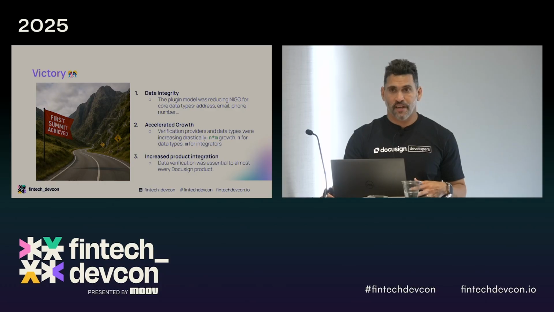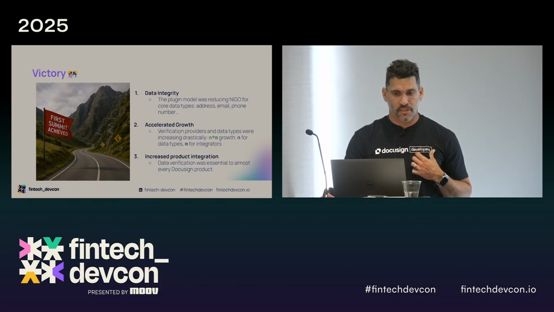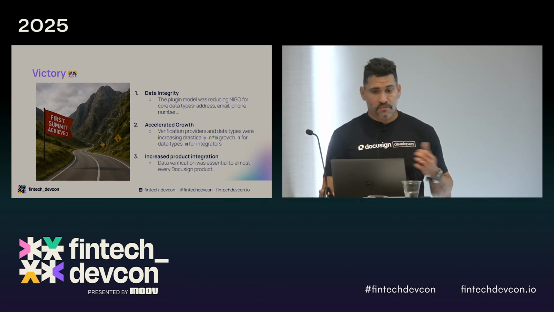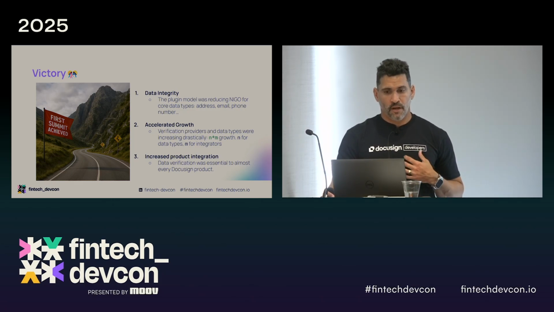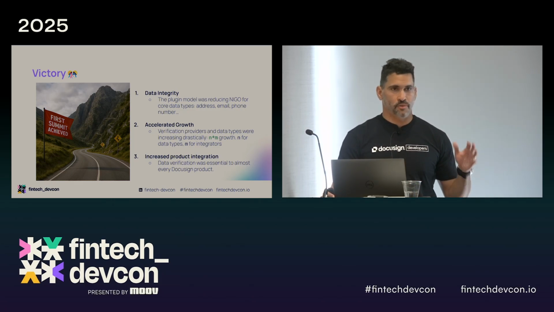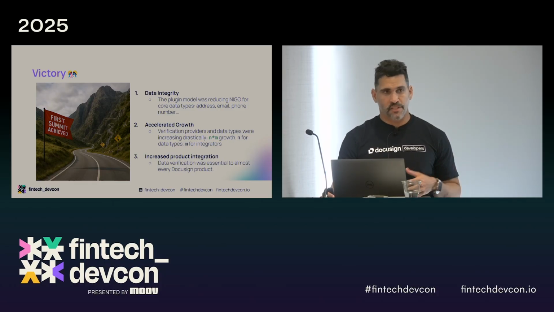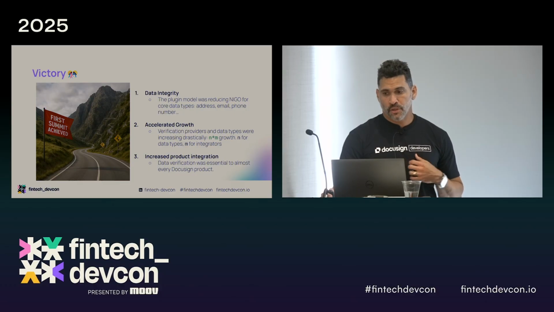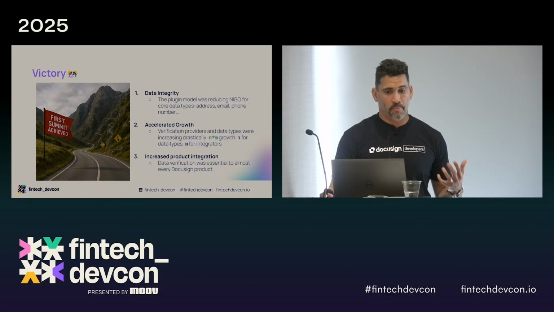Our catalog of verified data types and the provider integrations didn't really just grow, it kind of snowballed. Best of all, the impact was felt everywhere, from our e-signature products to our workflow products to our APIs. Teams stitched our verifications into their flows, and it shipped faster with fewer support calls. We turned data integrity from a liability into a competitive advantage.